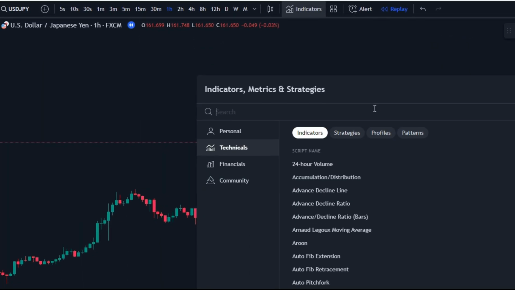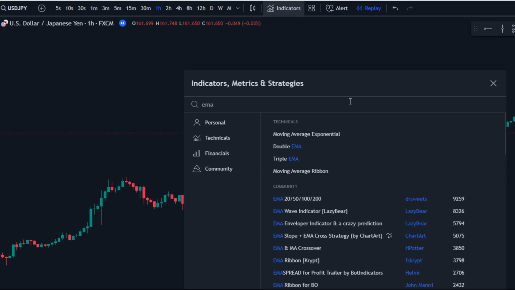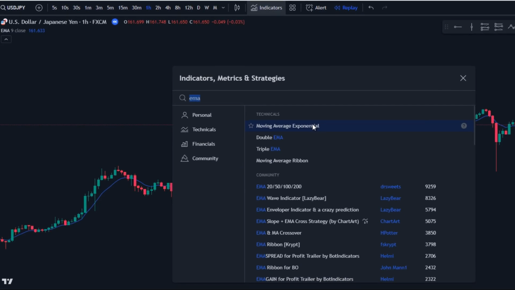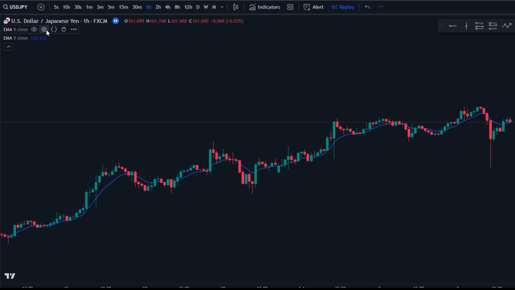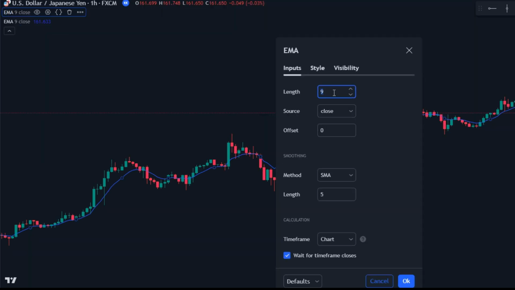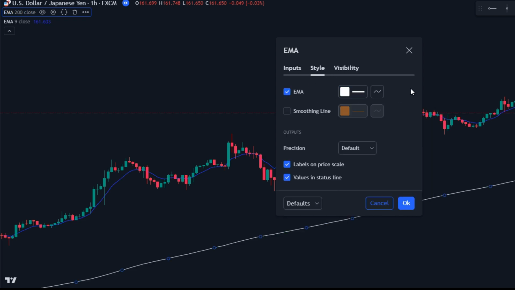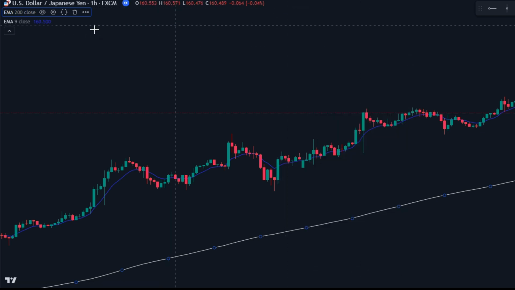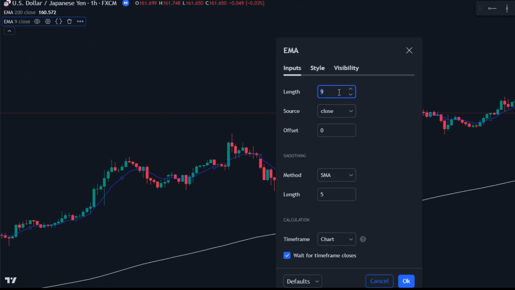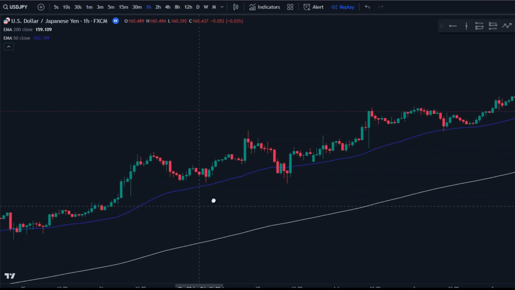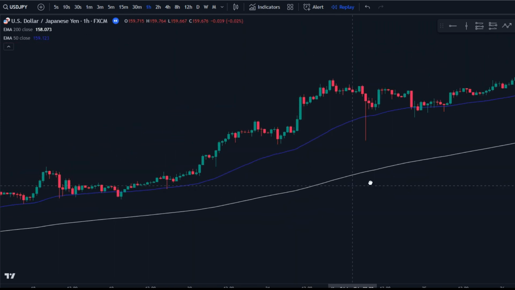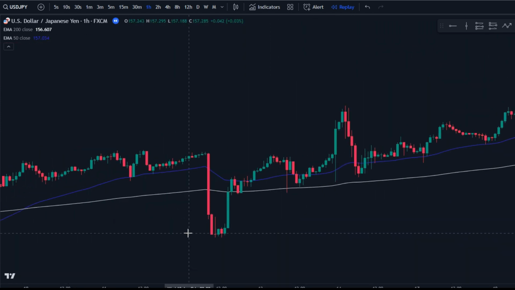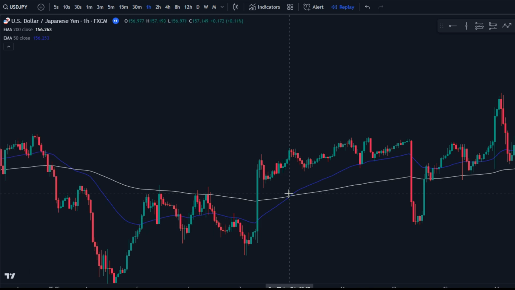Now let's add indicators. I'm going to add two EMAs, exponential moving averages, and I'm going to change one of the settings to 200 and give it a different color just to identify it. And also I'm going to change the second EMA to 50. And once you have both EMAs, they basically give us a golden cross. Whenever this 50 EMA crosses the 200 EMA from below, it's called an upward trend, and vice versa for a downward trend.